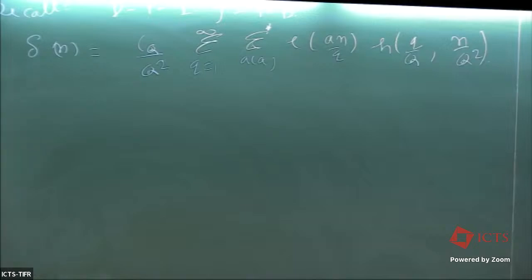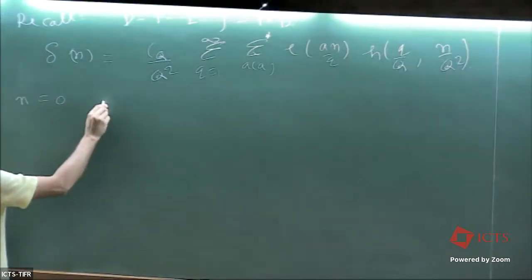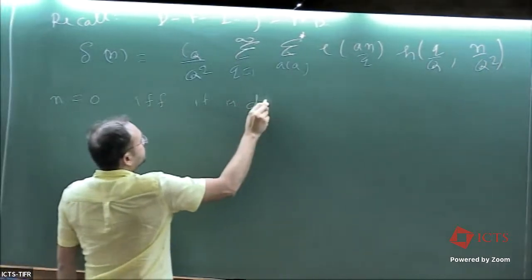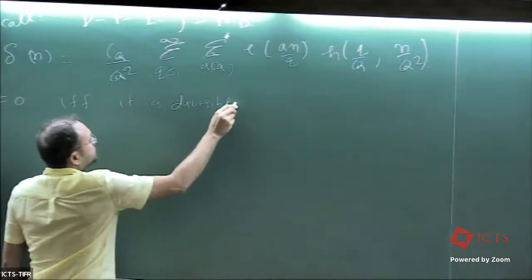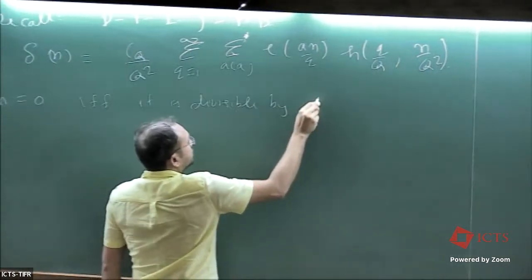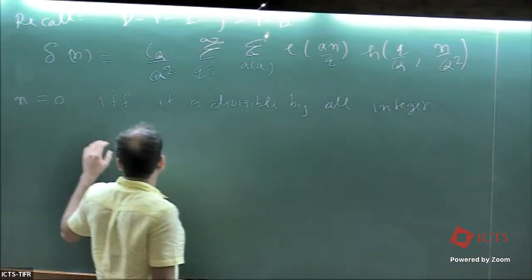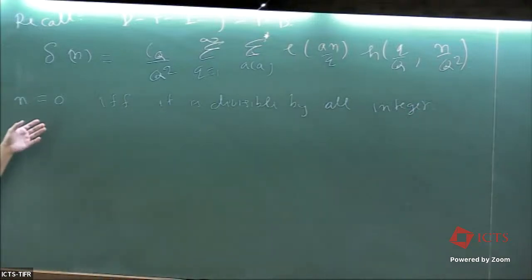We start with a function. An integer n is 0 if and only if it is divisible by all integers. This is one of the basic properties of the zero integer. If n is 0, it is divided by all integers. It is enough to say that a non-zero integer only has finitely many divisors.